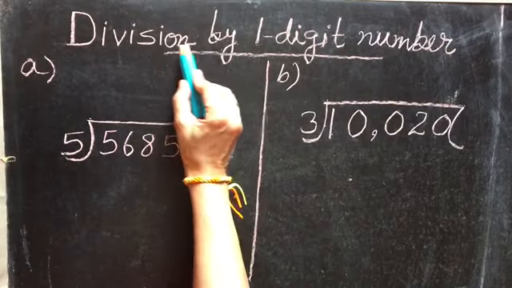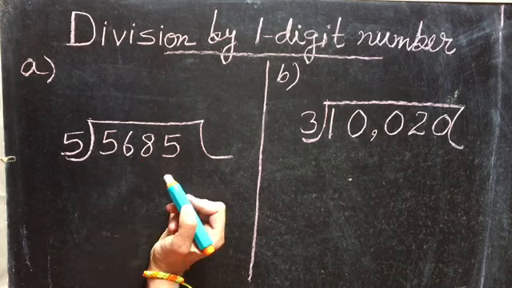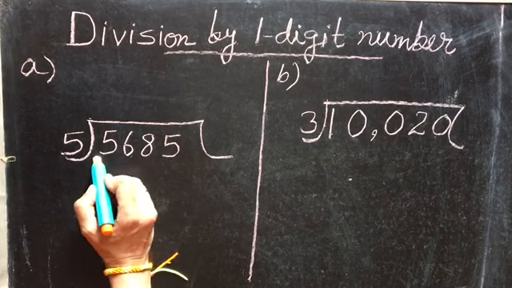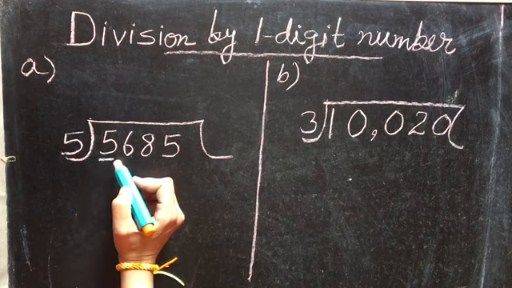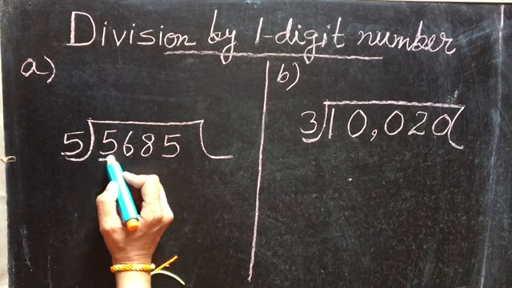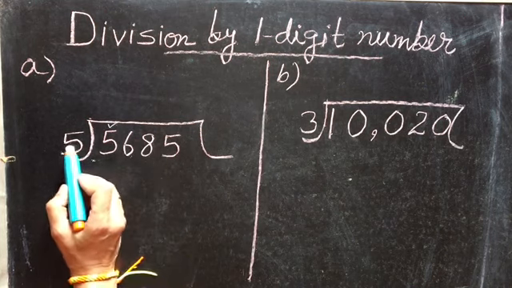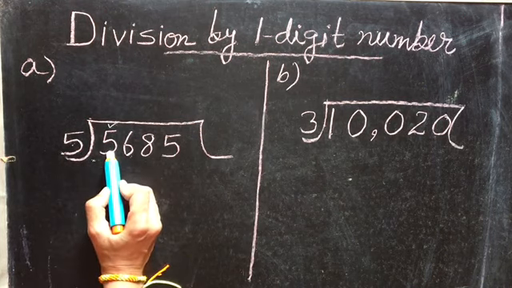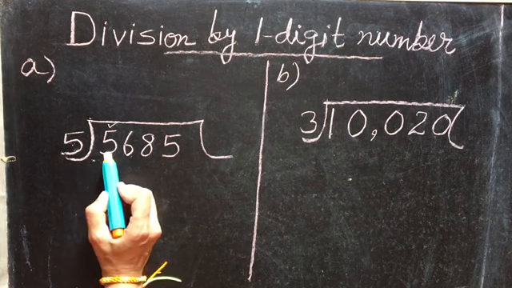Now let's see how we divide by one digit numbers. This is a one digit number and we are going to divide by it. Division always starts with the highest place value digit, fine. So we will start from here. Now this is 5, and we have to find a number in the table of 5 which is either equal to or less than this.